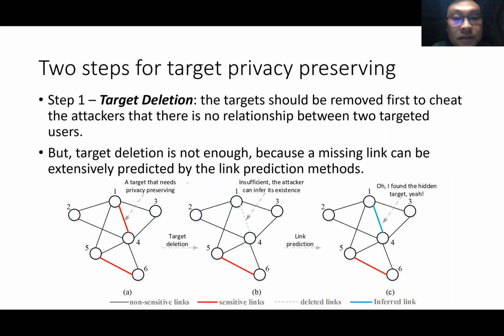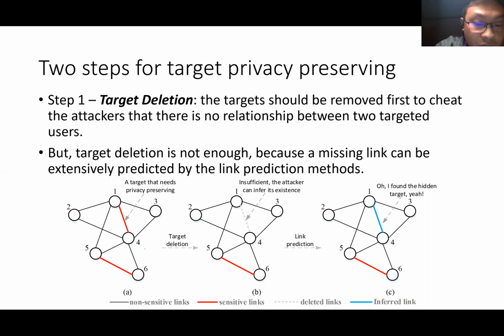There are two steps for the target privacy preserving in this work. The first step is target deletion. In our opinion, the targets should be removed first to tell the attackers that there is no relationship between the two targeted users. But target deletion is not enough, because a missing link can be easily predicted by the link prediction method.